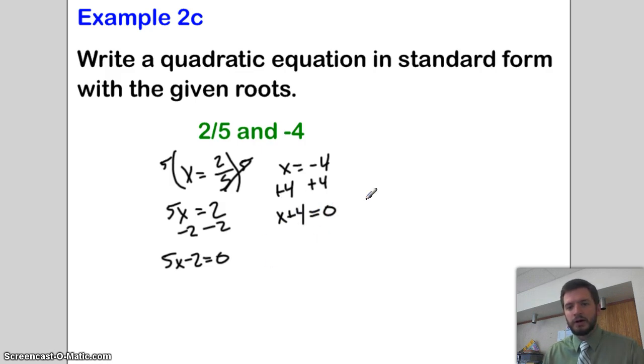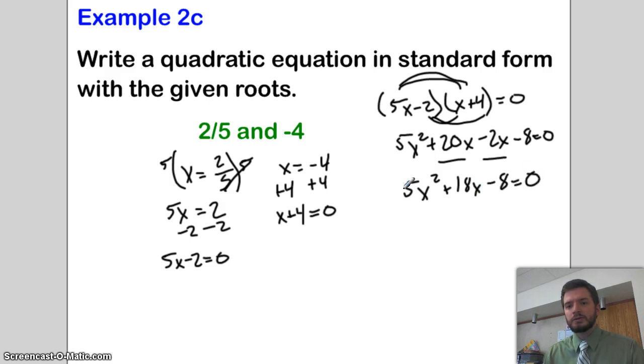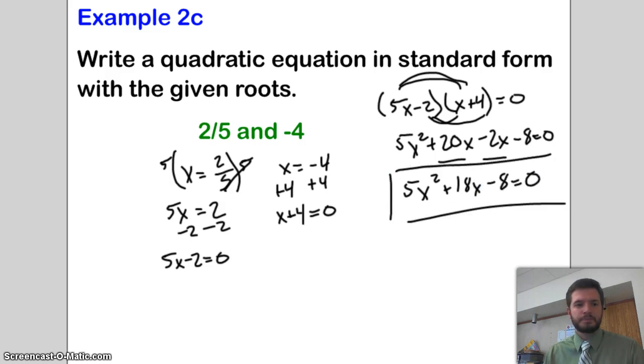I'll do it up here, so it'll be 5x minus 2 times x plus 4 equals 0, and then FOIL it. So 5x times x is 5x squared. 5x times 4 is plus 20x. Negative 2 times x is negative 2x, and negative 2 times 4 is negative 8. Combine your like terms, so it'll be 5x squared plus 18x minus 8 equals 0. Just like that. Alright, so I want to get into some solving.